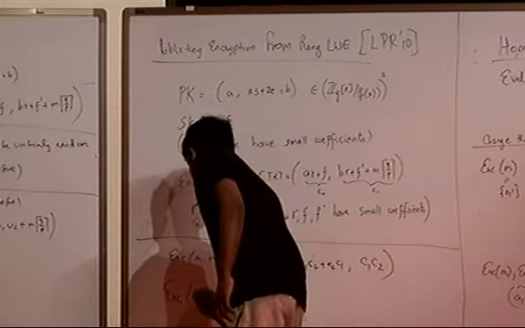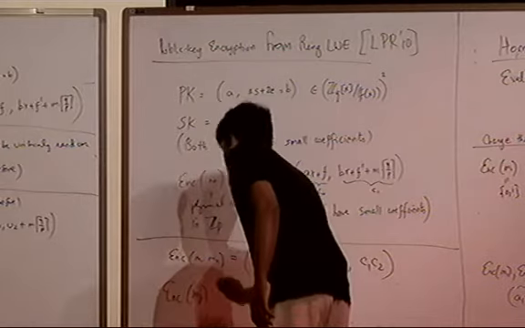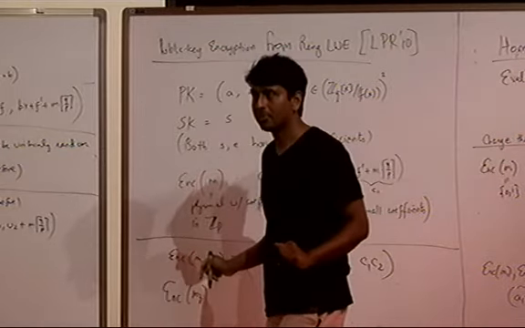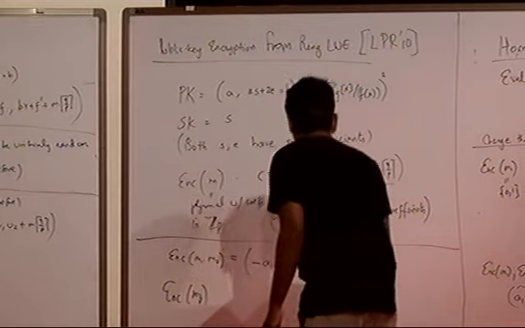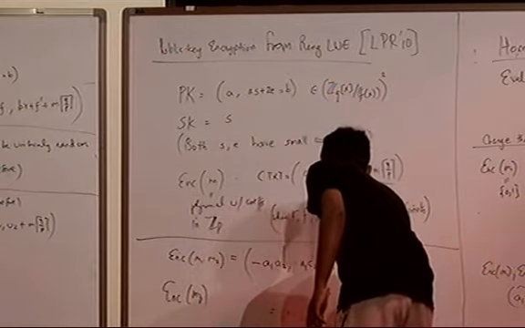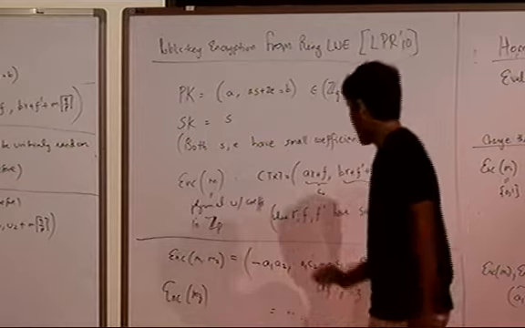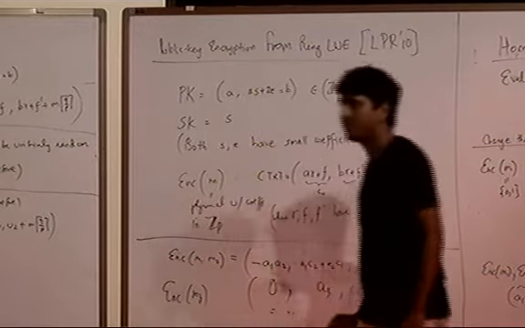Assume that I have an encryption of M3. How do I compute the encryption of M1 times M2 plus M3? So I have a ciphertext here, call it A3, C3. I just put a 0 in here.